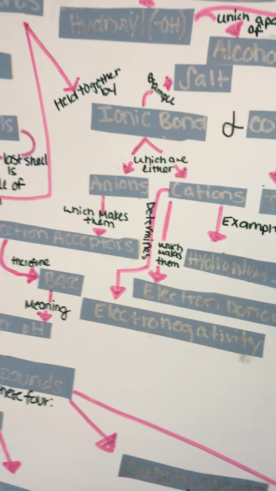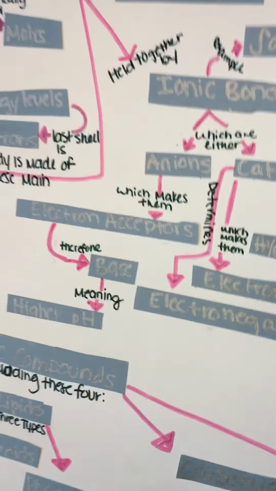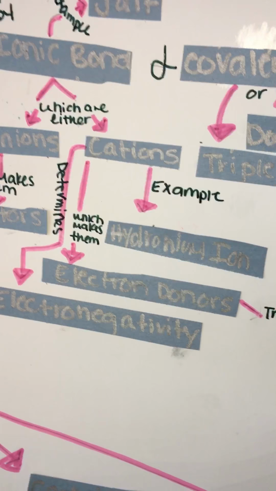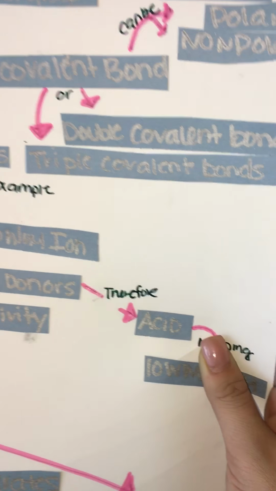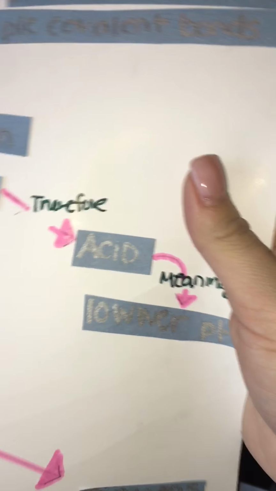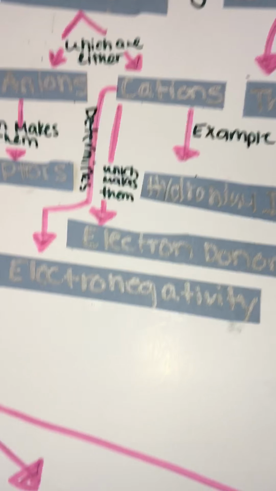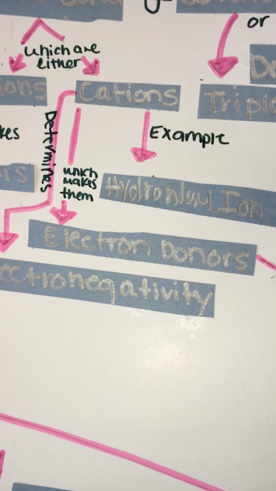An anion is an electron acceptor, therefore it would be a base, meaning it has a higher pH. Cations, on the other hand, are electron donors, so they donate their electrons, which makes them more of an acid, meaning they have that lower pH. An example of a cation is the hydronium ion, and cations actually determine the electronegativity of an element.